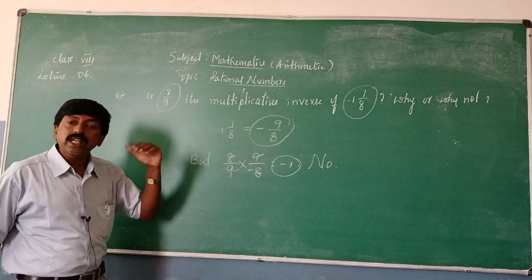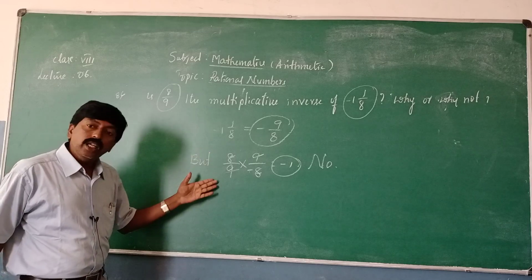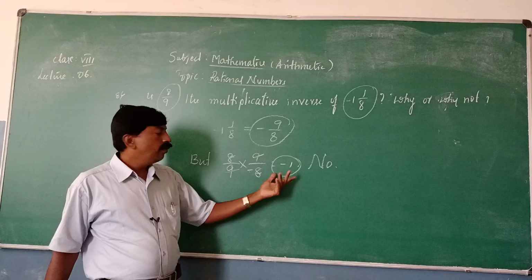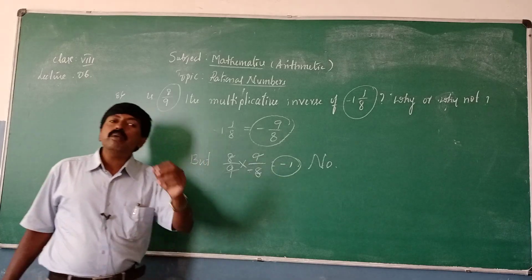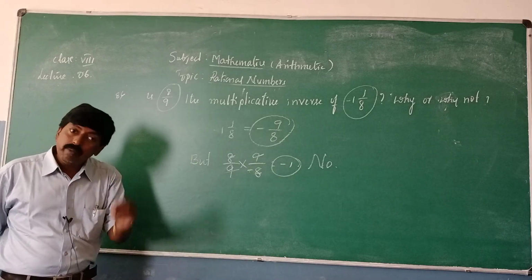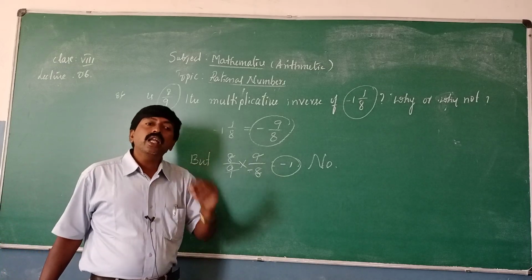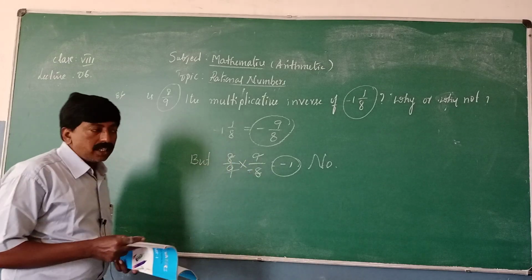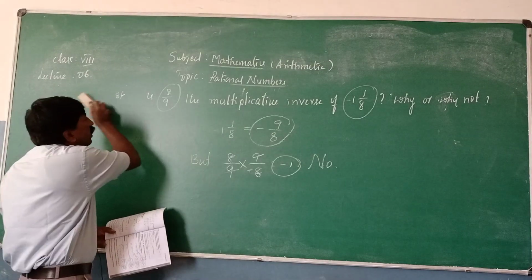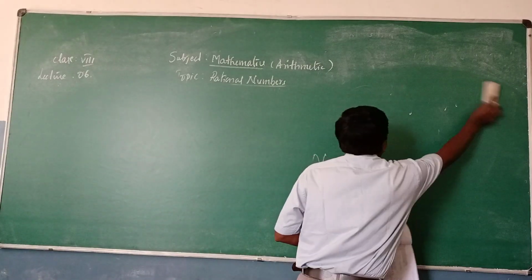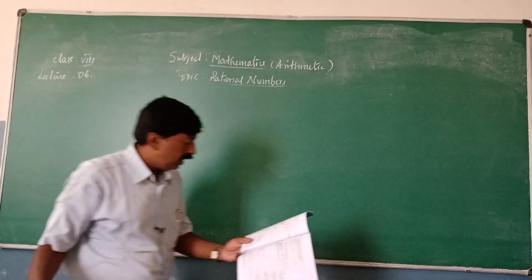Here also the minus sign is there. 8 by 9 into 9 by minus 8 is equal to minus 1. We won't get the multiplicative identity element. Remember, we won't get the multiplicative identity element. We get minus 1. Therefore, it is not the inverse of 8 by 9.